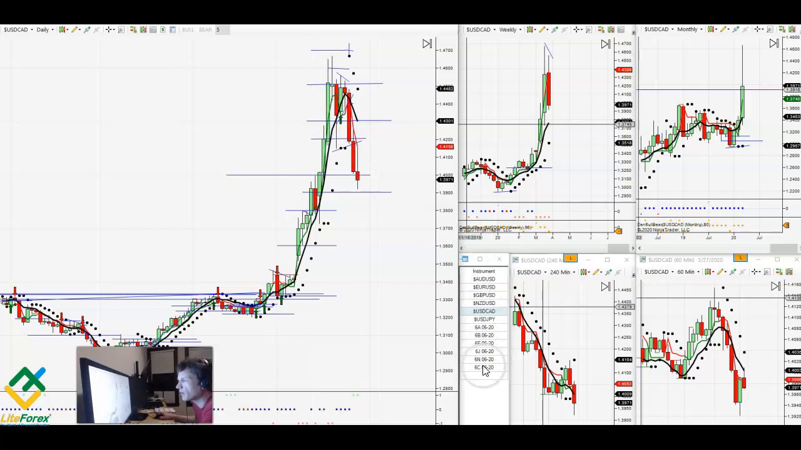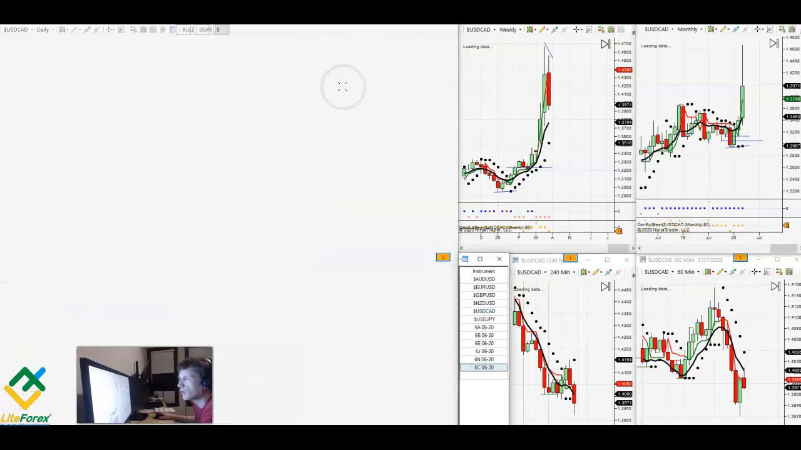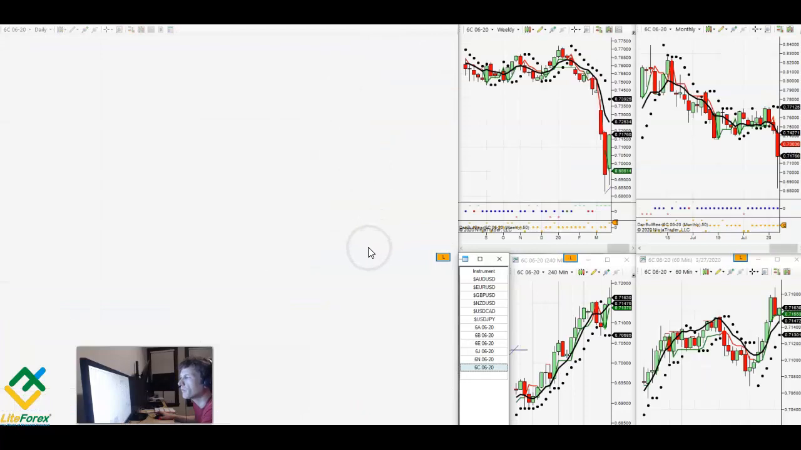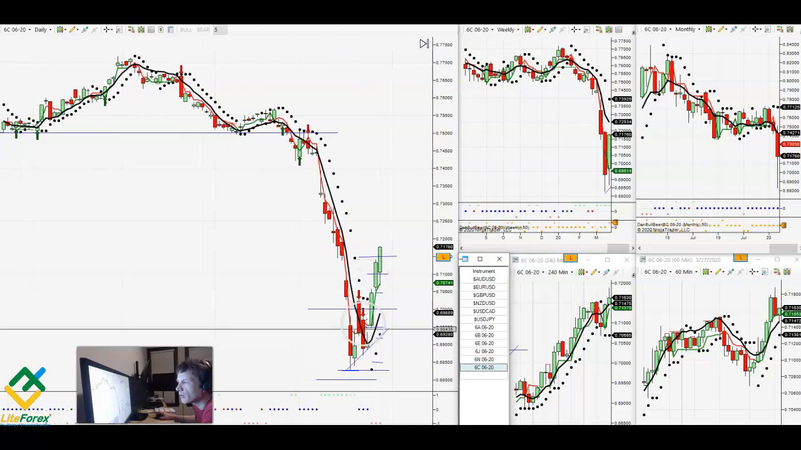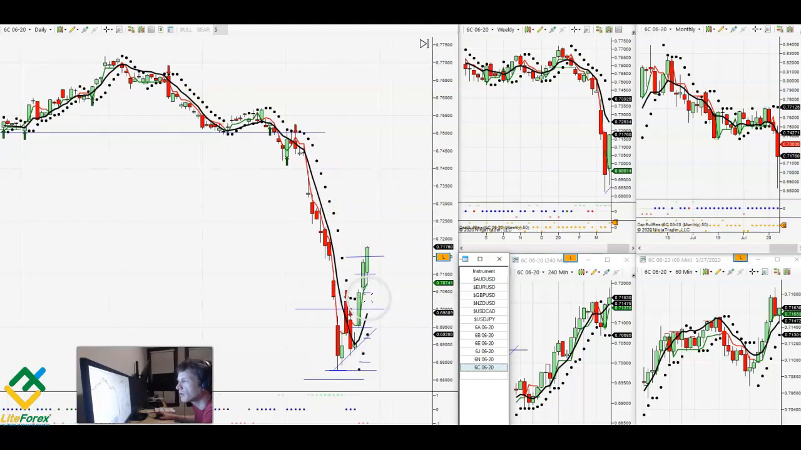But first, let's take a look at the Canadian dollar, because the Canadian dollar has been bullish with the USD CAD dropping. You can see this has been bullish. This is very overextended too. It's ready to pull back, just like the USD CAD is ready to rebound to the upside.